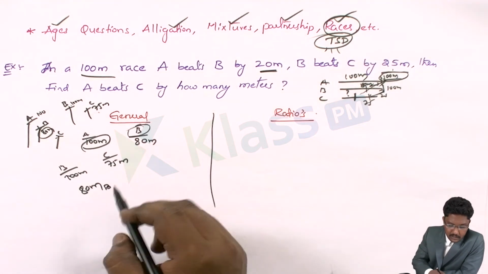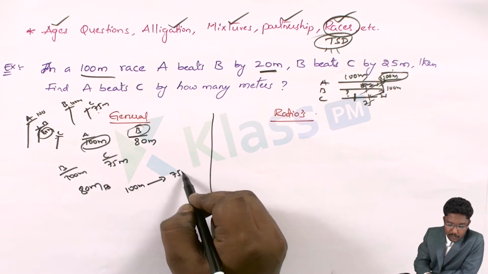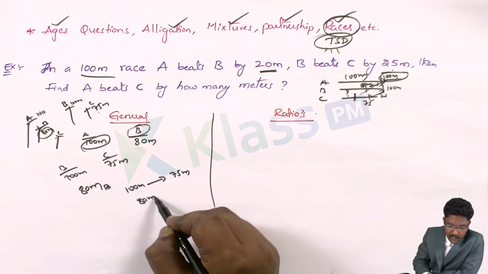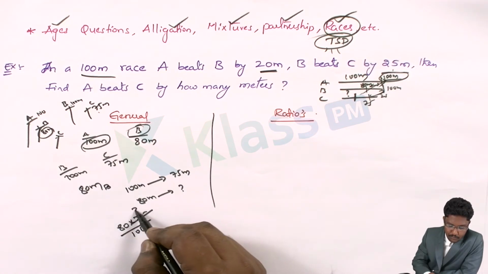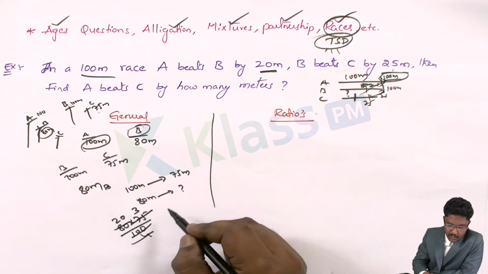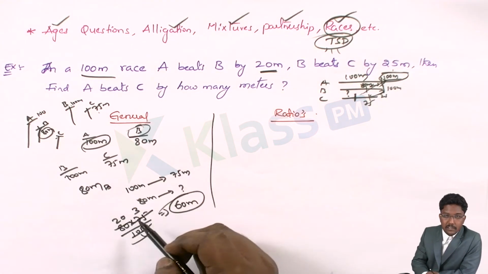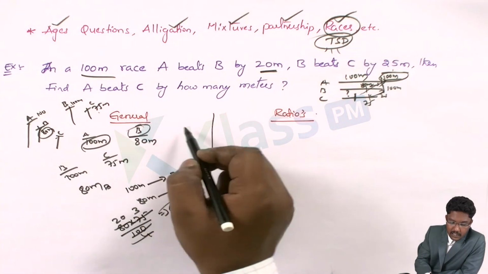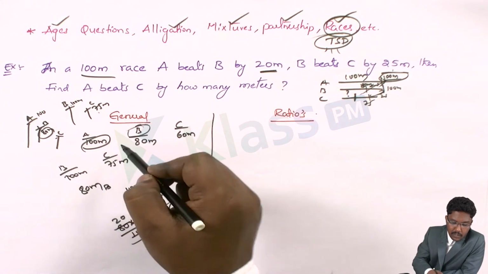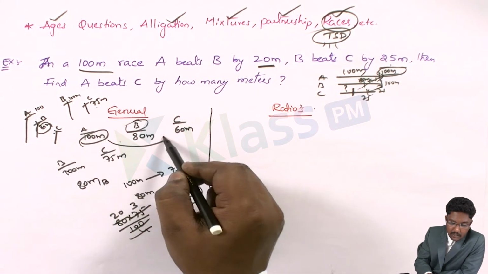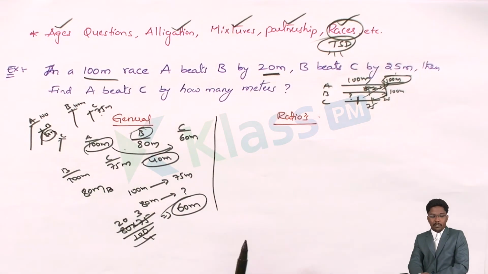When B is at 100 meters, C is at 75 meters. In this way, when B is at 80 meters, where is C? Cross multiply. 25 3 ja, 25 4 ja, 420 ja, means 60 meters. When A is at 100 meters, B is at 80 meters. When B is at 80 meters, C is at 60 meters. So A beats B by 20 meters and A beats C by a difference of 40 meters. So A beats C by 40 meters.